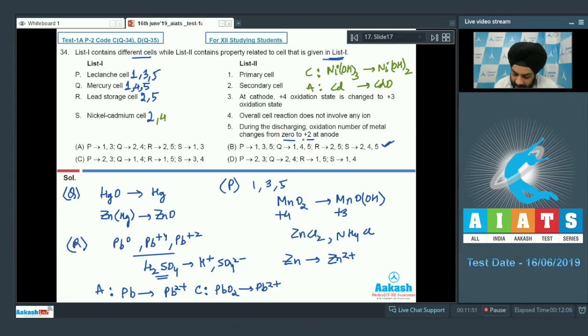And if we talk about the last one, during discharging, oxidation number of metal changes from 0 to +2 at anode. So this is also correct, students. We can see that Cd was present in a state of 0 initially, and now it is present in a state of +2. So the S option will be matched with 2, 4 and 5. Students, we can clearly see that the correct answer for this question is option B, as we had anticipated before. Okay. Let us look at the next question now.